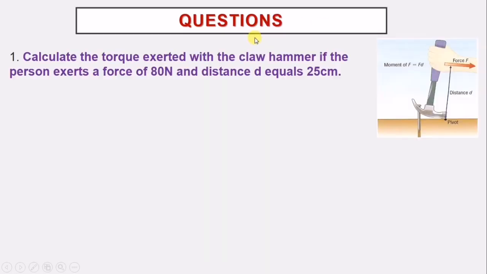For this one, I will do it with you. Calculate the torque exerted with a claw hammer. This claw hammer is used to pull the nail. If the person exerted a force of 80 Newton and distance equal to 25. As you can see from the figure, the force and distance are perpendicular, so we don't have any theta, we don't have anything complicated. We are just going to multiply the force with the distance and make sure to convert the distance to meter. That's all. So it will be 80 times 0.25.